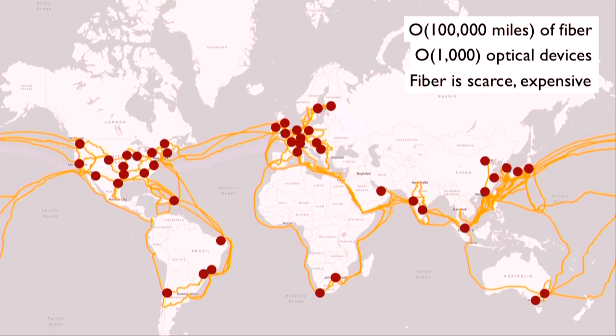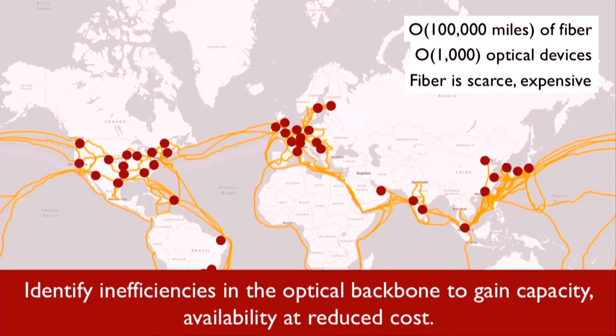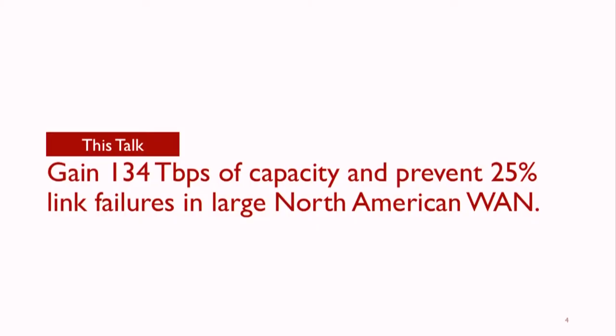In this talk, I'm going to tell you that in spite of its importance and cost, this optical layer is very inefficient. And I'm going to tell you how we can fix these inefficiencies to gain both network capacity and availability. At the end of this talk, I hope to tell you the potential to gain 134 terabits of capacity in a large North American backbone while preventing 25% of failures that happen currently.